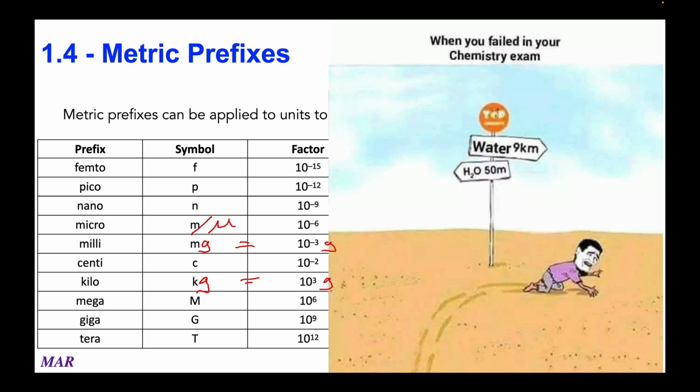So 9 kilometers would be 9 times 1,000, 9,000 meters. So it's farther to the water to the right than water to the left, which is only 50 meters. So it's very silly, but you get the idea. Metrics might save your life one day.